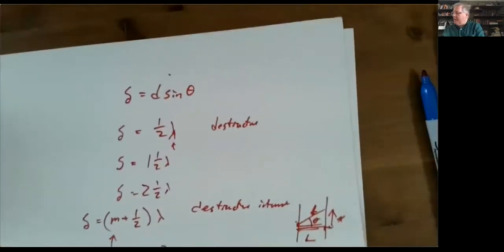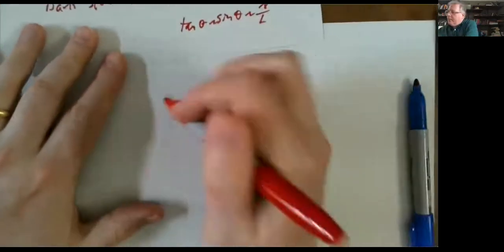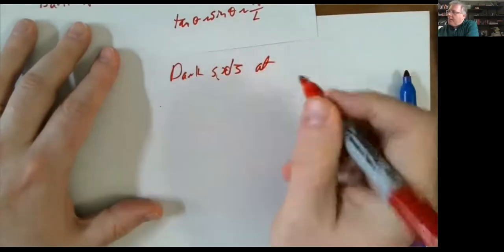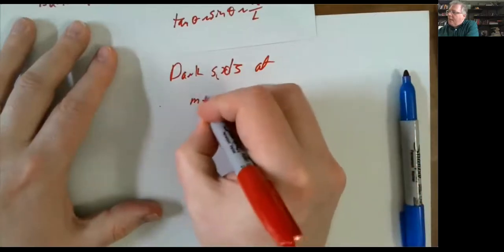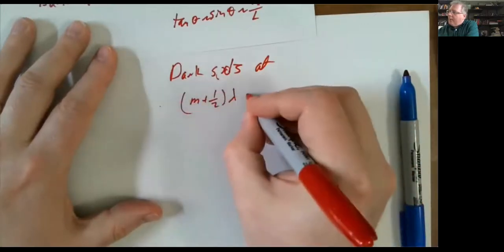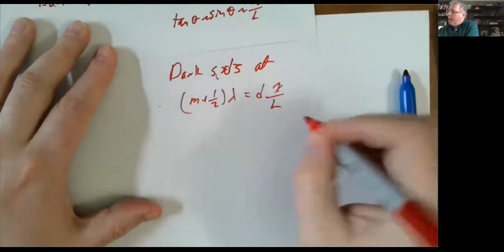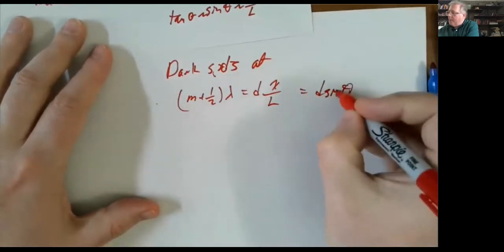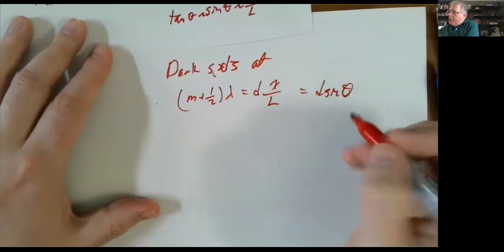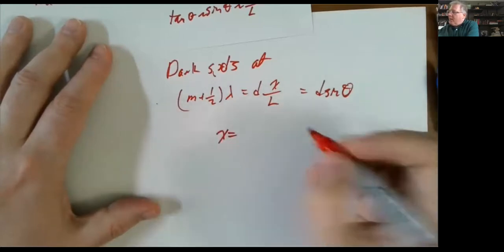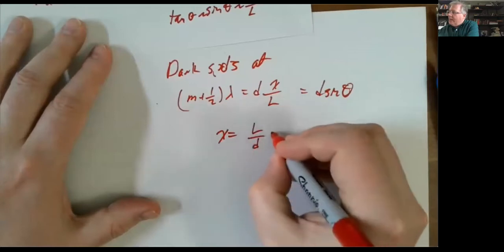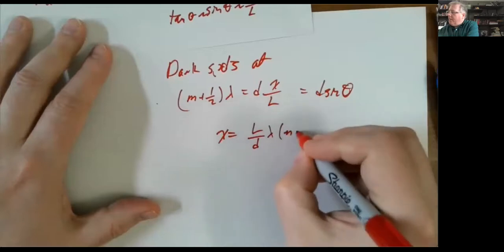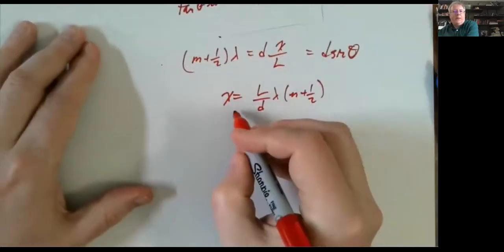So if we put that all together, we see dark spots, that is to say destructive interference, at m plus 1/2 lambda equals d X over L, or d sine theta, if we want to be a little bit more accurate. Or to put it another way, the place I'm going to see the dark spots is going to be L over d times lambda times m plus 1/2. So these are the places where we see dark spots.